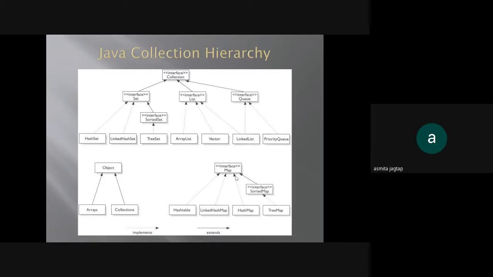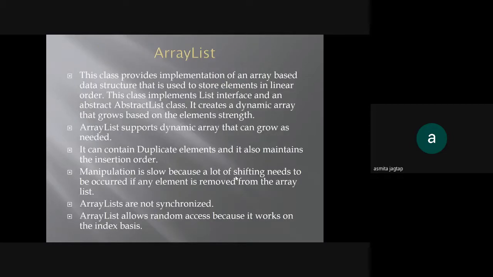JSON data is an example of a map, because JSON data always comes with key-value pairs. So that is the map. Array list and linked list, we'll see in the next session what the difference between both is. Then the set also. List contains duplicates, which is why array list also contains duplicate elements, but its order is maintained.